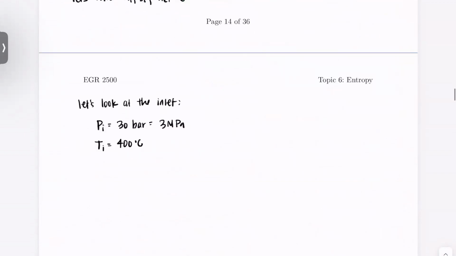Let me write that down. T sat at P I is 233.85 degrees C, which is less than T I. So what does that mean? It's a superheated vapor, right? So therefore, this is a superheated vapor.